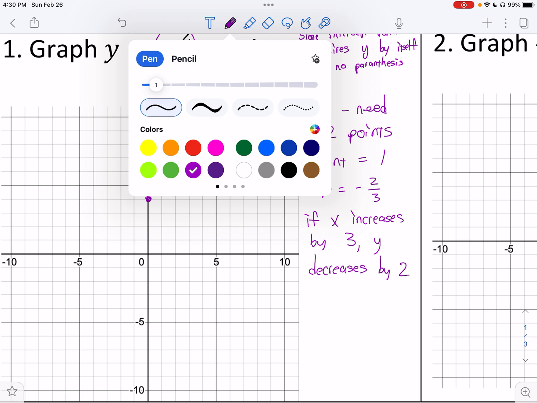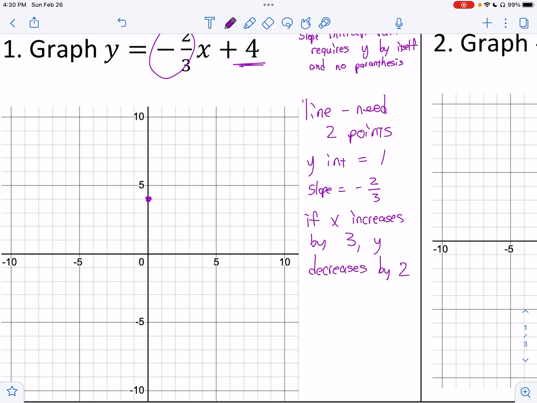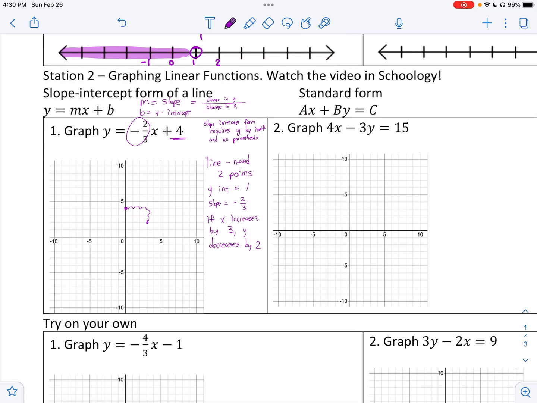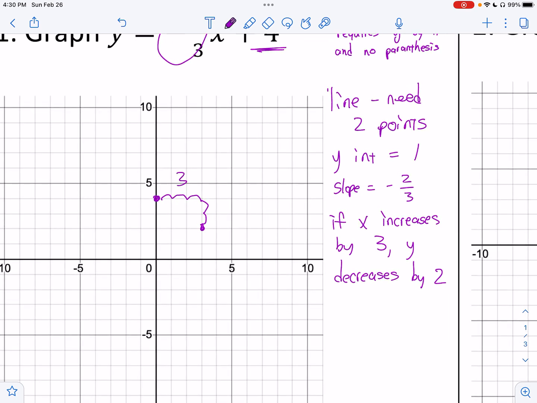So if I just go 3 to the right, then I go 2 down. So 1, 2, 3, and then down 2. Then that's my 2 points. So that's 3, and then that's negative 2. And then, you can keep going and plot more points, but you don't have to, because it only takes 2 points to draw a line. So that's my line. If you have a ruler, you can just use a ruler and extend the line through the points. So there's my linear function.